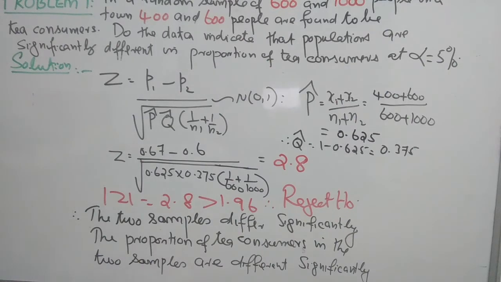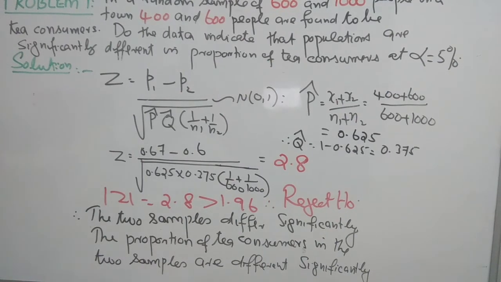The test statistic Z is equal to P1 minus P2 by root of P estimate into Q estimate into 1 by N1 plus 1 by N2. That follows the standard normal distribution. P estimate, the combined population proportion, is X1 plus X2 by N1 plus N2, equal to 400 plus 600 by 600 plus 1000. On computation, that is 0.625. Then Q estimate is the complement, 1 minus 0.625, which is 0.375.